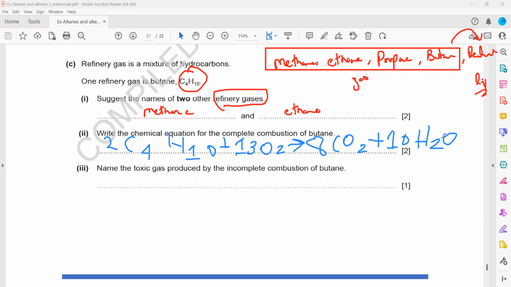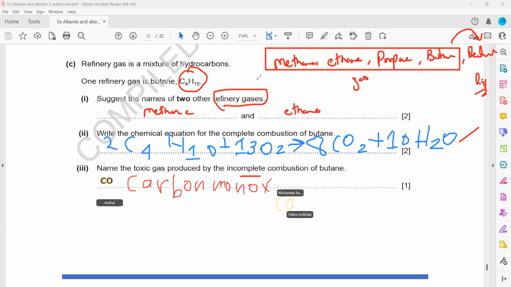Then this is the complete combustion equation. Then name a toxic gas produced by incomplete combustion: carbon monoxide. So carbon monoxide is a toxic gas. If they say name, write a name. If they ask for formula, write a formula. Whenever you're answering a question, you should keep these things in mind. Whenever the question is to write the name, then don't write a formula in that case.